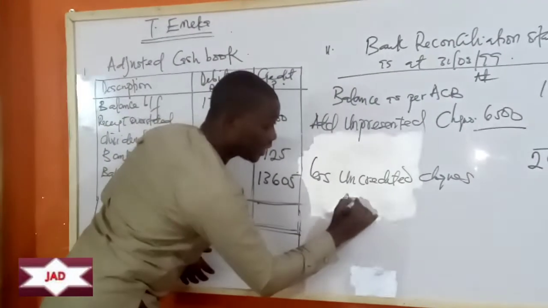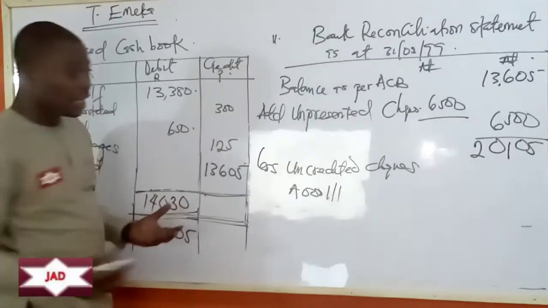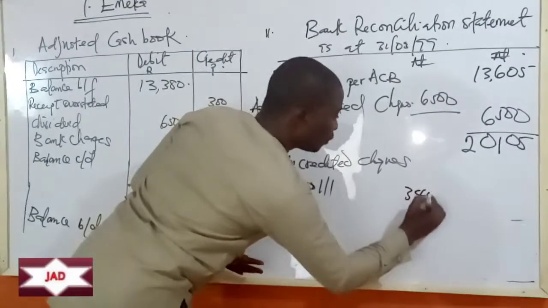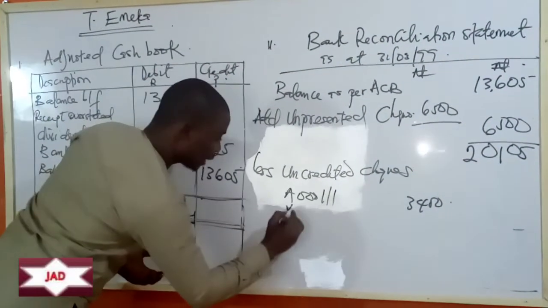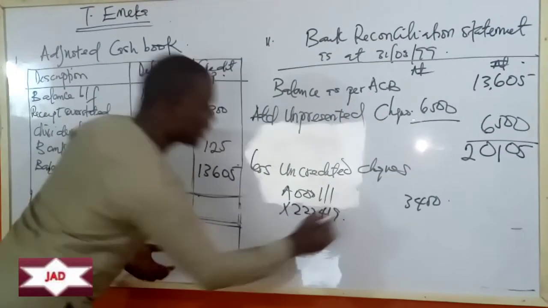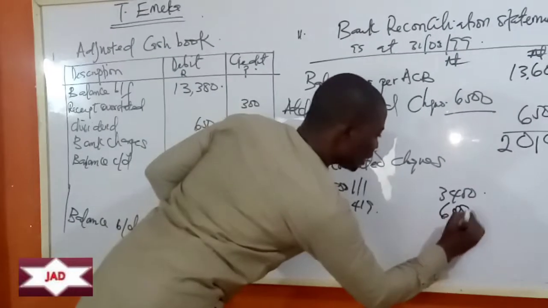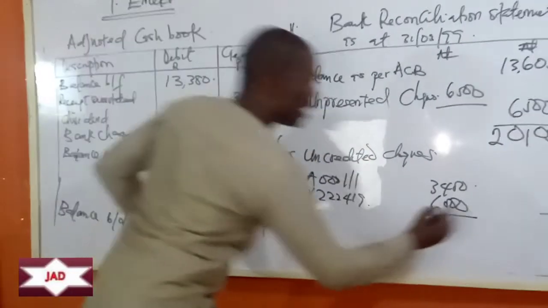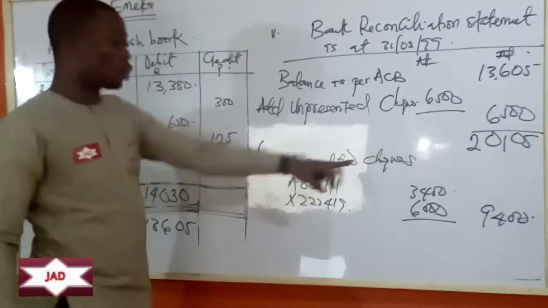The first check, we have A00011 for what value? The question says 3,400. The next one is X222419. That's the check number. For how much? 6,000. 6,000 naira. So when you add, what do you have? 9,400. So we are lessing what uncredited checks.